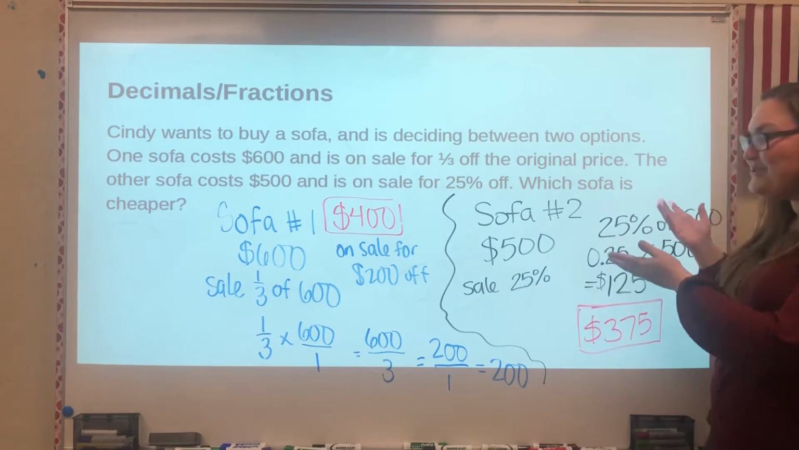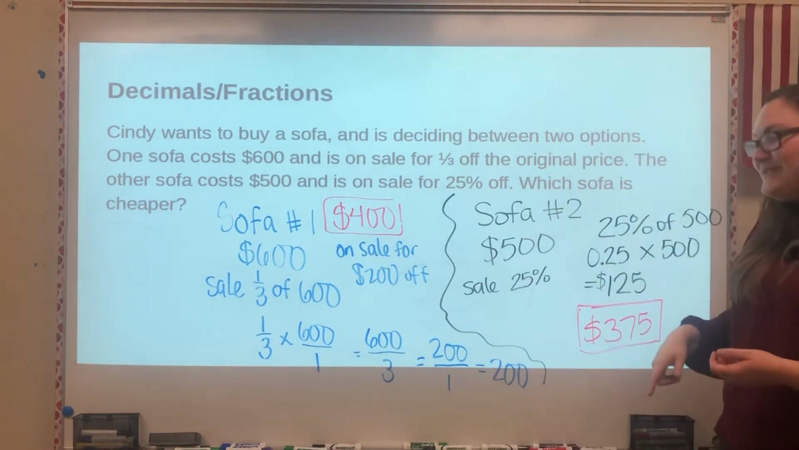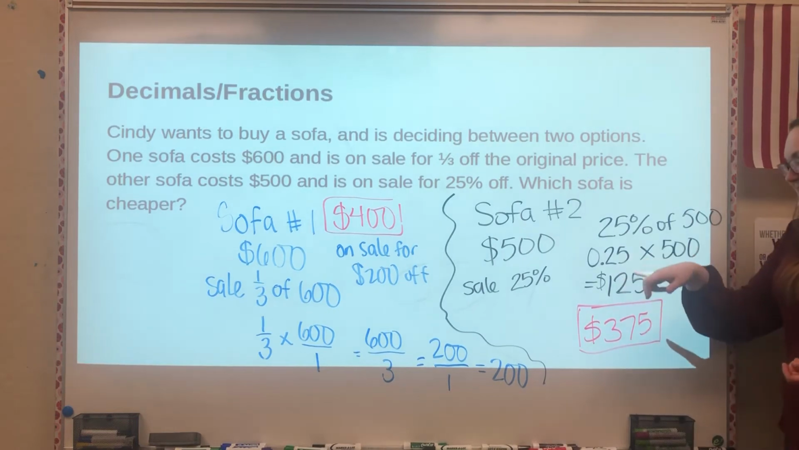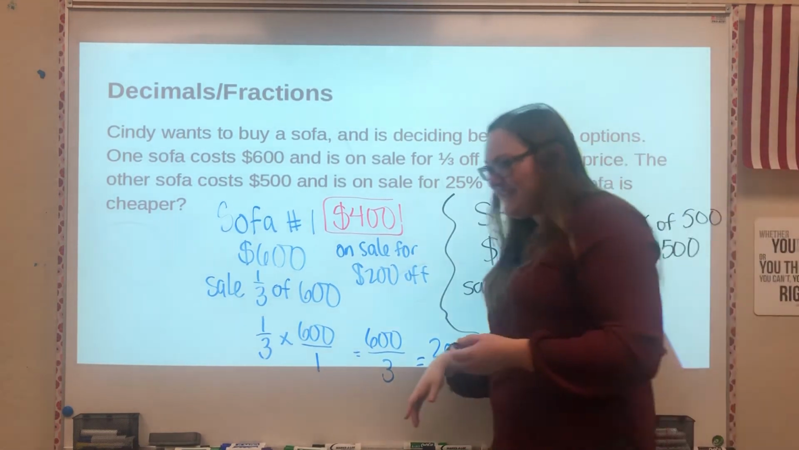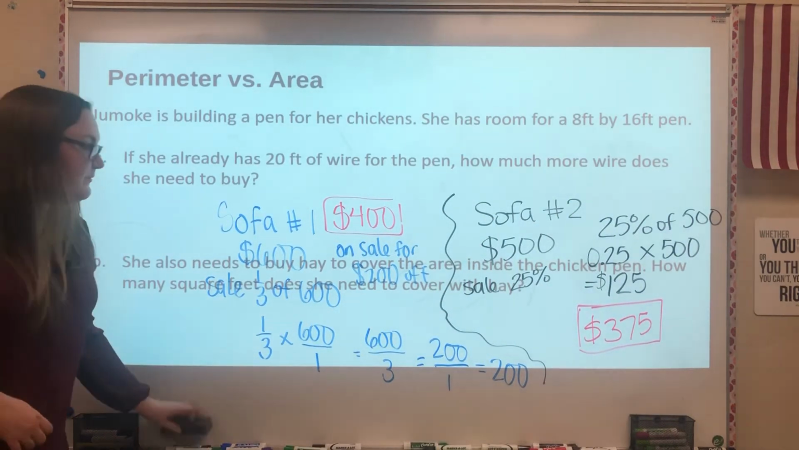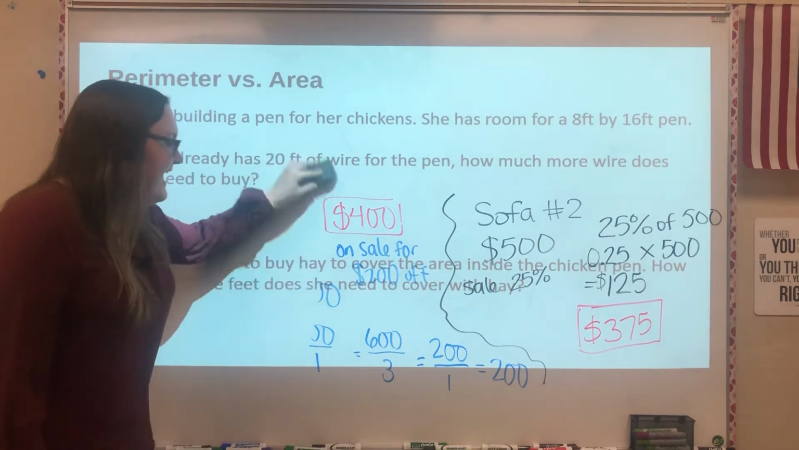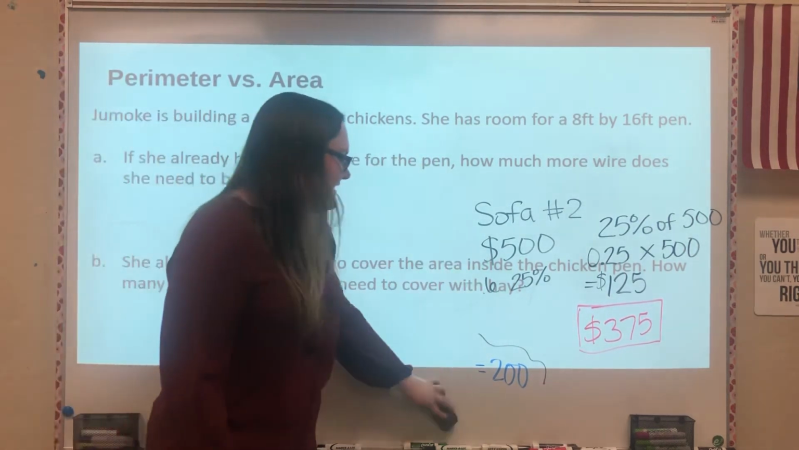Again, I love this question because we got to review so much. We got to review fractions and multiplication of fractions, decimals and multiplying by decimals. There's a lot going on in this one. The next question is going to review perimeter and area. This is one of the most common things for students to get mixed up.